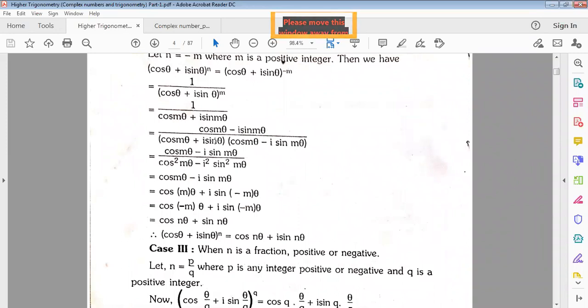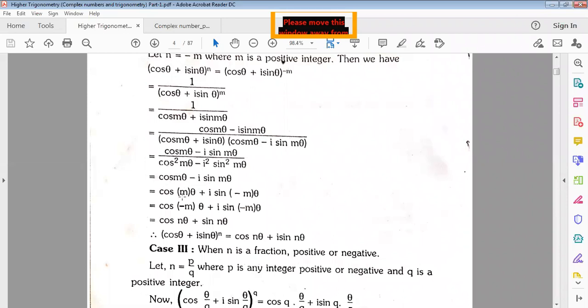Okay, now this is the formula (a + b)(a - b) equals a square minus b square. So cos square m theta minus i square, which means what? i square equals minus 1, so that means plus sin square m theta. Since sin square theta plus cos square theta equals 1, this value is only 1. In the numerator we get cos m theta minus i sin m theta.